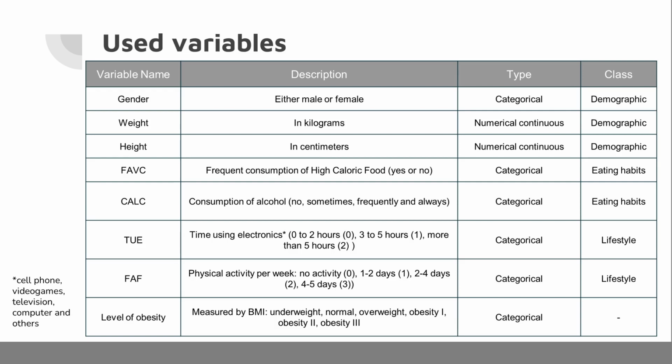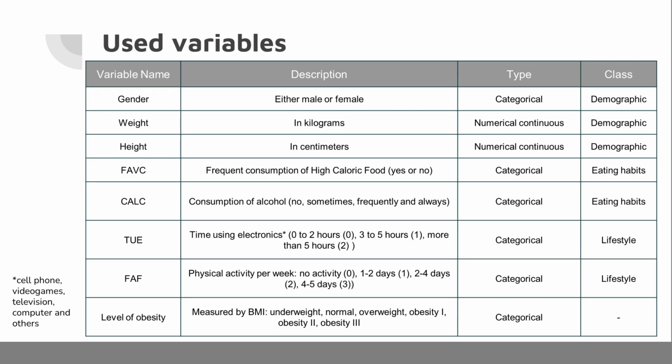From the original dataset of 17 variables, we are only using 8 to test our hypothesis: gender, weight, height, frequent consumption of high caloric food, consumption of alcohol, time using electronics, physical activity per week, and level of obesity.